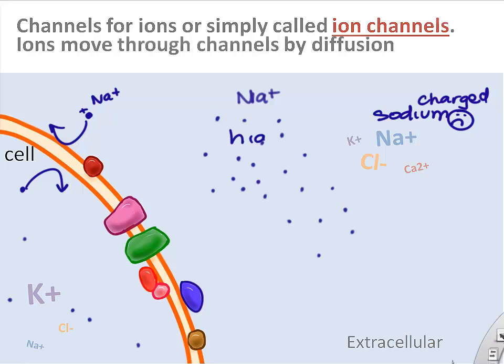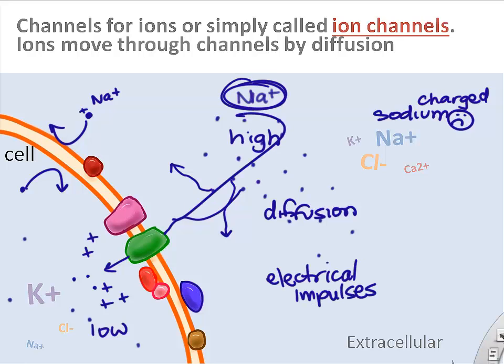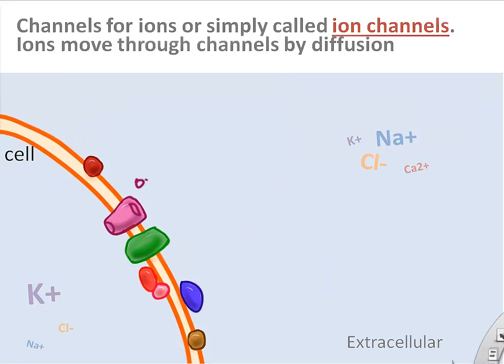And so potassium goes through one type of channel. Sodium is able to go through another set of channels based on its shape. Again, it's always diffusion from high to low. So in this case, sodium moves into the cells, and they carry positive charge, and if you've ever heard of an electrical impulse, this is usually sodium rushing inside your little cells in your body.